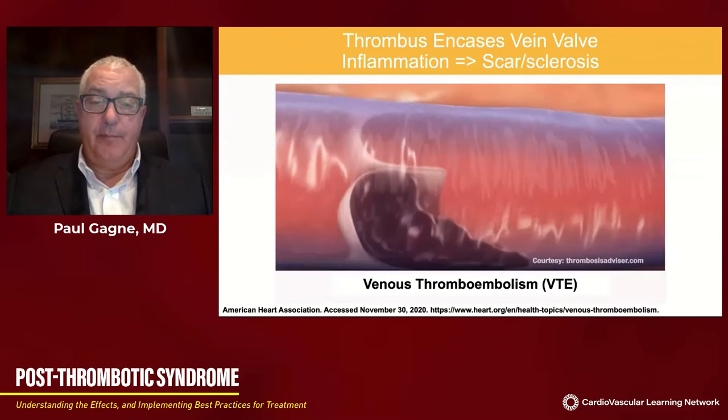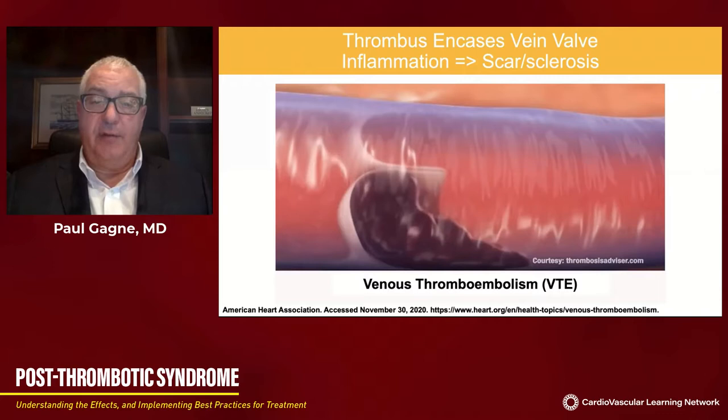And here you can see a good graphic representation of the thrombus in the valve and around the valve, which due to inflammation from the acute DVT process can lead to scarring and sclerosis of the valve and malfunction.